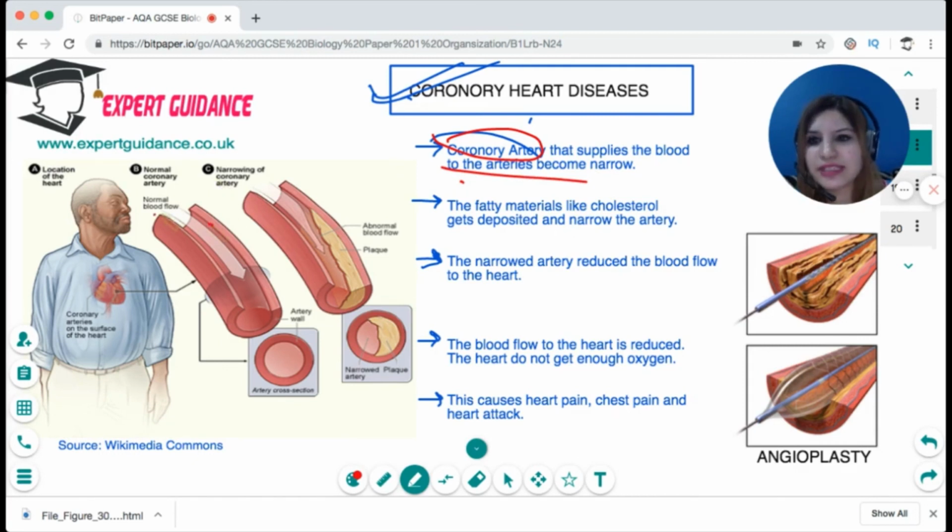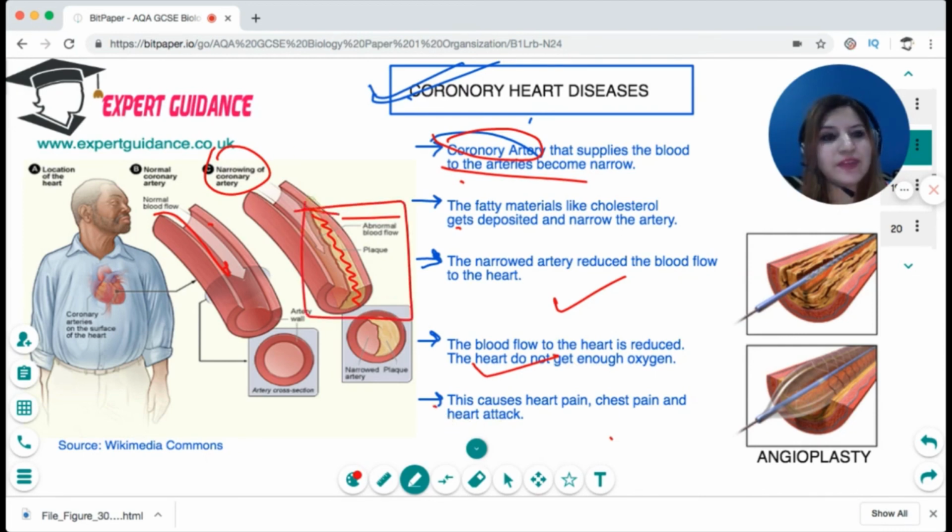You can see this is a normal coronary artery, and in the coronary artery there is a plaque that is deposited. What is a plaque? It is fatty material like cholesterol which gets deposited. It narrows the artery. The narrowed artery reduces the blood flow to the heart. The heart does not get enough oxygen. It can cause heart pain, chest pain, and heart attack. So this is the plaque deposition that happens in a coronary artery.